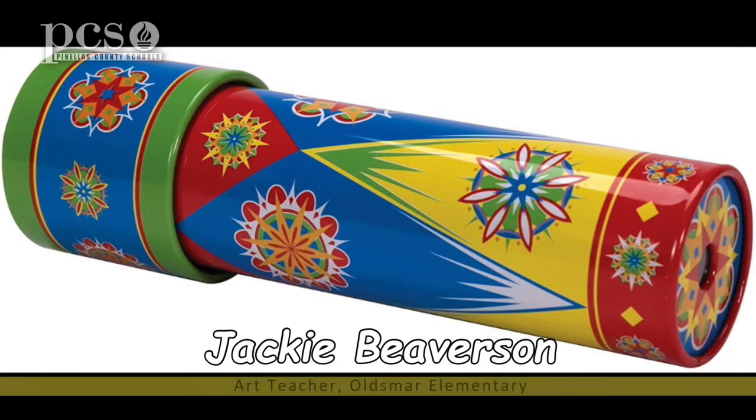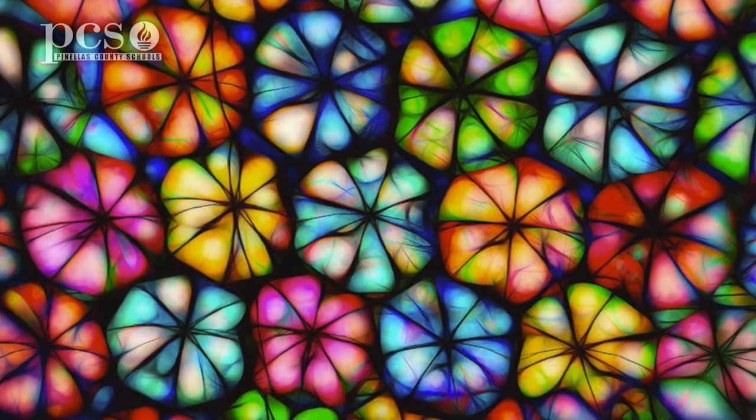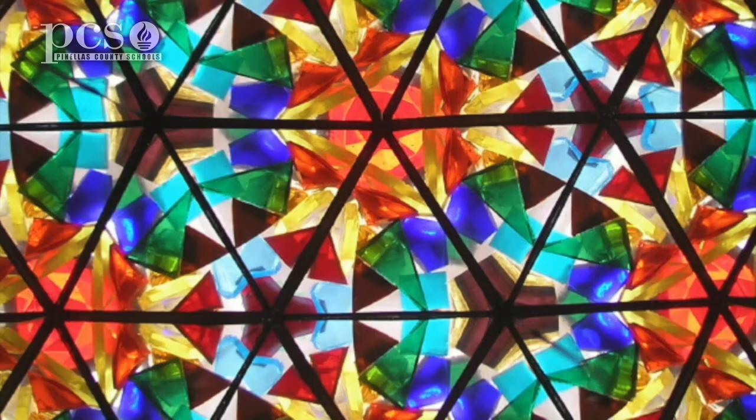Have you ever looked through a kaleidoscope? They're usually tubes filled with different objects that have mirrors inside that reflect those objects at different angles. Sounds complicated, right? When you look through a kaleidoscope, you might see something that looks like this. Lots of colors and patterns. You can move kaleidoscopes around, and depending on what the light looks like, it might change the design.